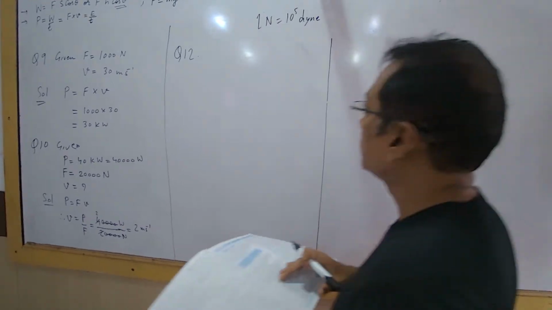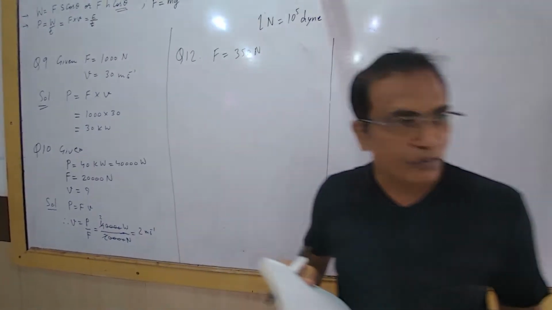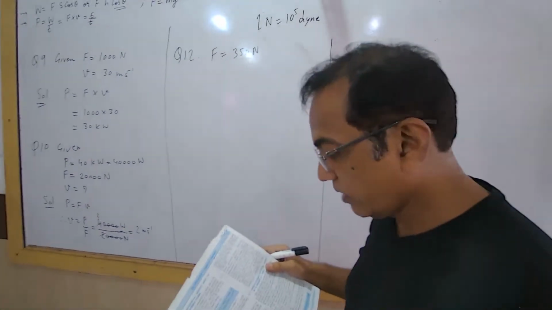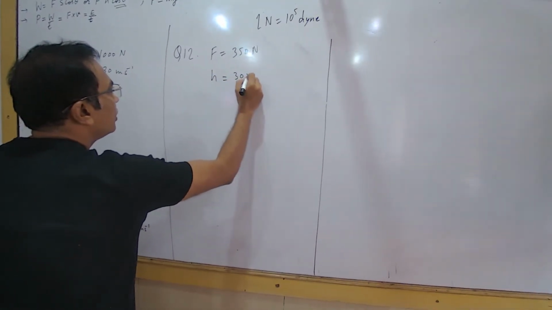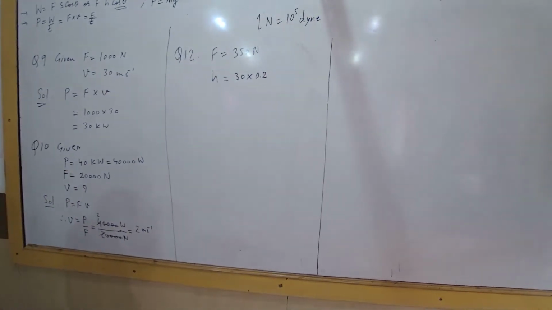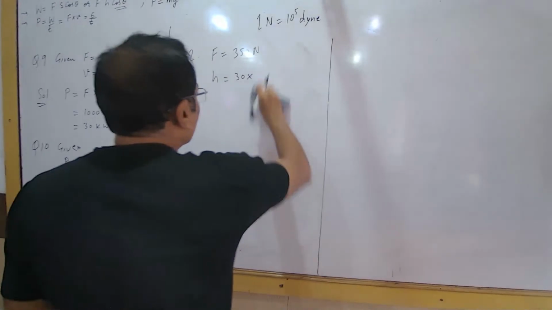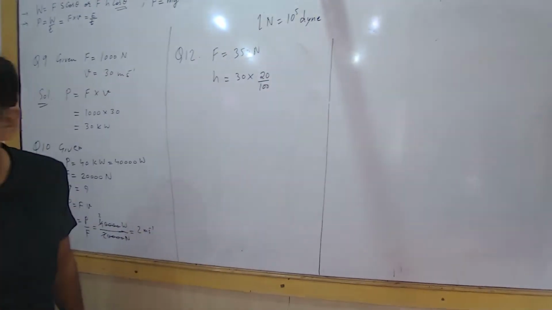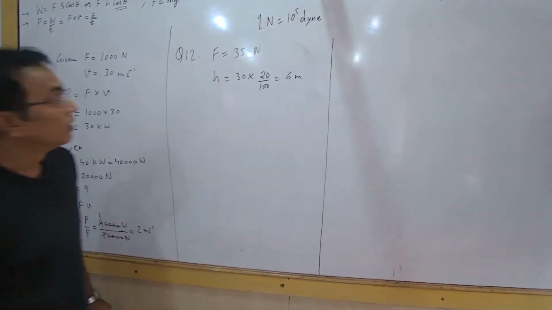A boy weighs 350 Newton. Weight means F. Weight is what? mg, which is a force. Understood? Weight is force. He climbs up 30 steps, each 20 centimeter high. So H will be what? 30 steps into each 20 centimeter, which is 0.2 meter. 20 centimeter divided by 100 is in meter, okay? So this is the height. So how much is the height? 6 meter. You got force, you got height.